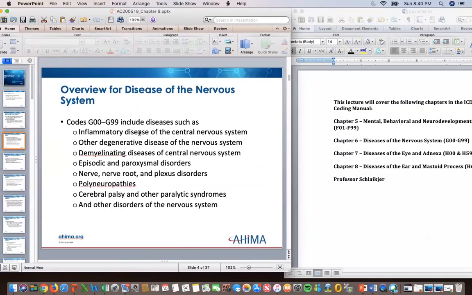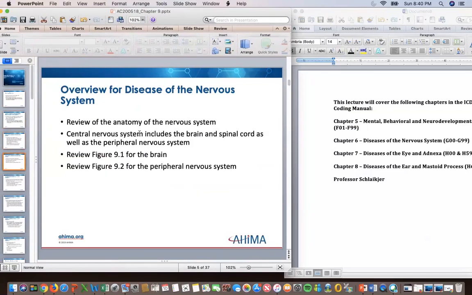Overview for diseases of the nervous system then. Here are some of the diseases that will be included: inflammatory disease, degenerative, demyelinating diseases of the central nervous system, nerve disorders, cerebral palsy, and other disorders of the nervous system. So it's a good idea to review the anatomy of the nervous system so that you are familiar with that before you start to code in this section. Your central nervous system includes the brain, spinal cord, as well as the peripheral nervous system.